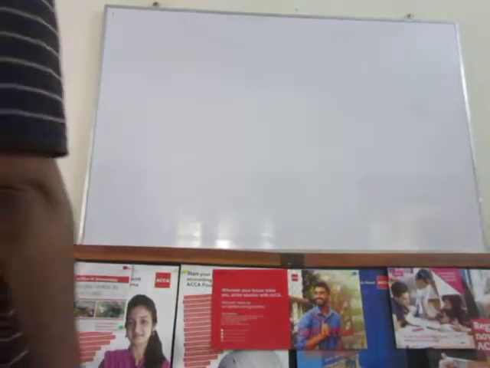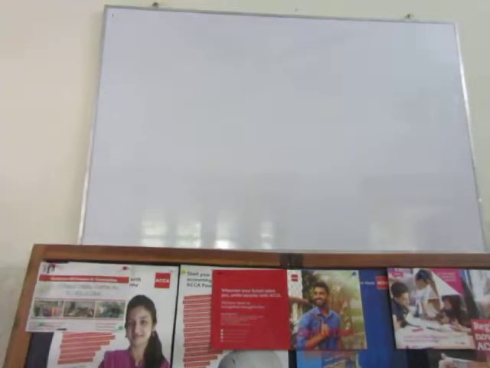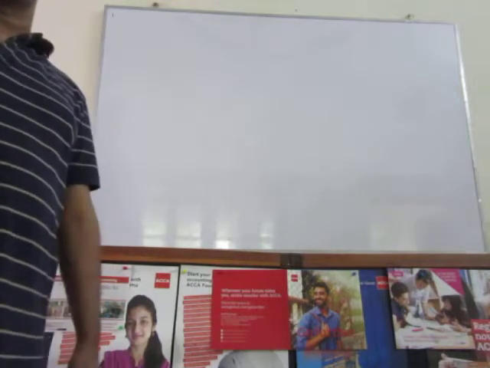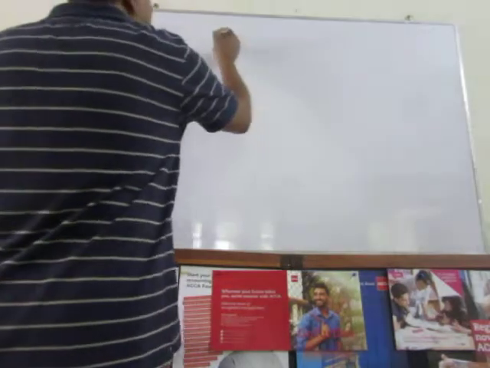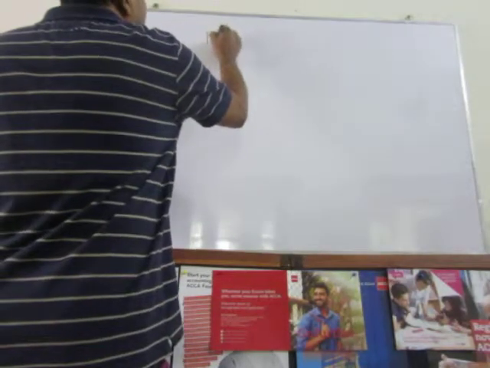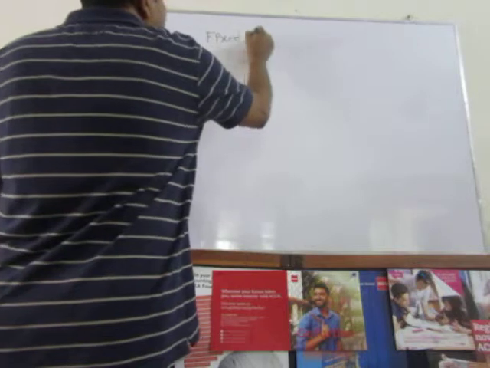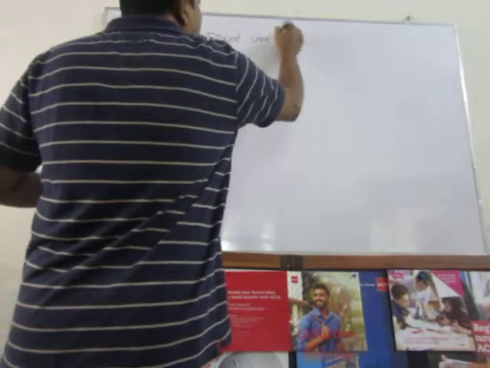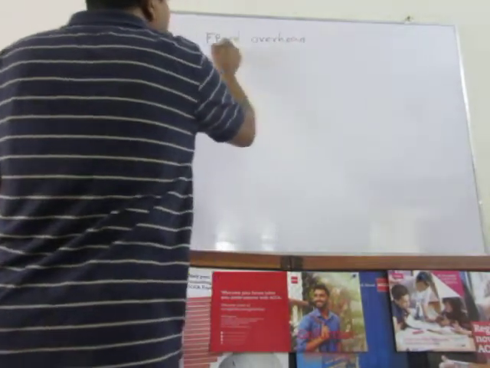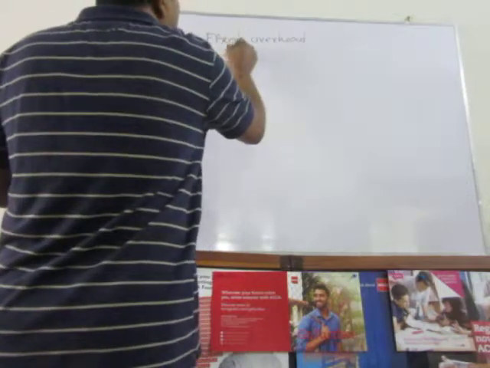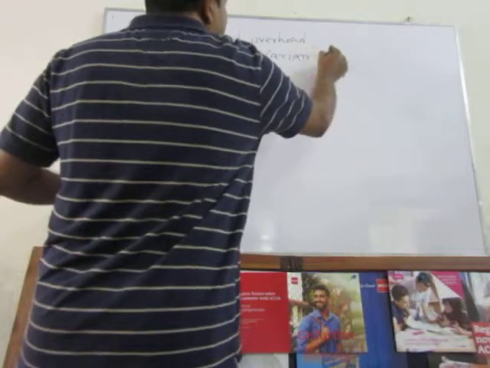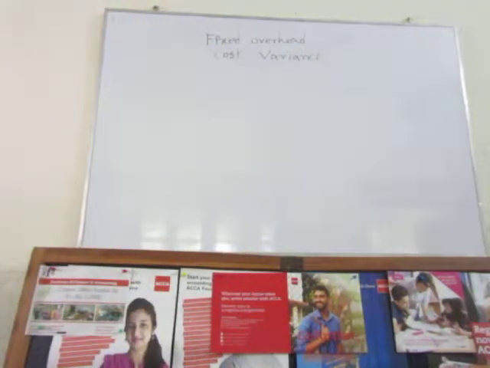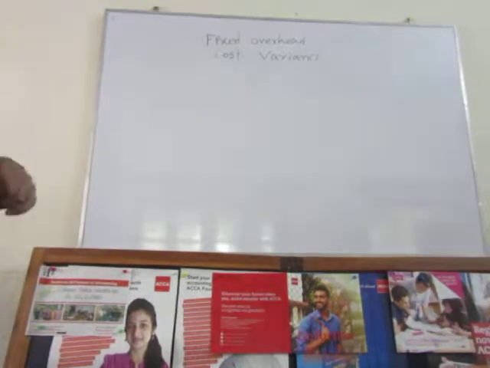Okay, so this is the second part of variance analysis. Cost variance and sales variance we have already discussed. Today we focus to find out fixed overhead cost variance. So today we focus on this.